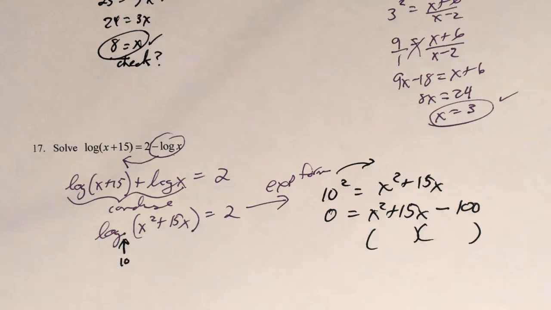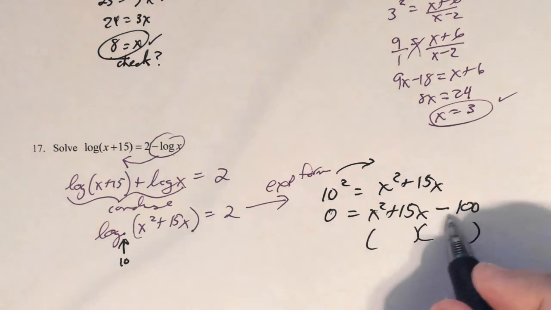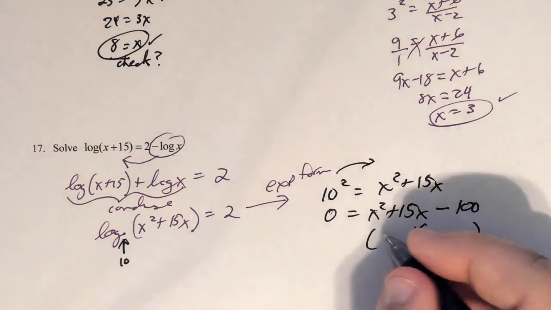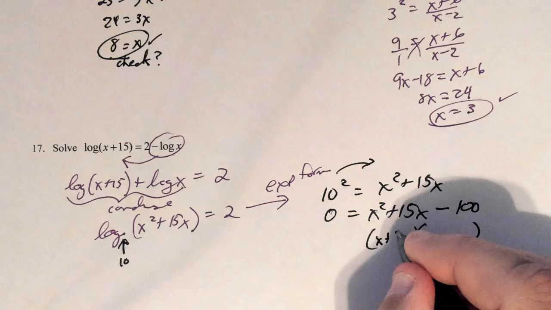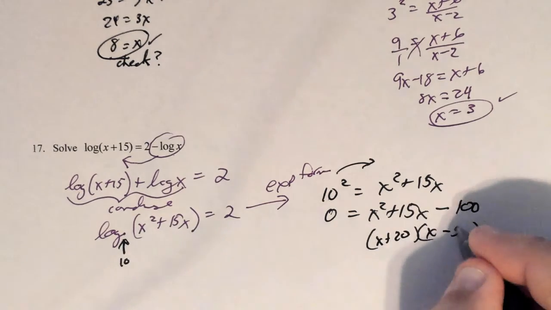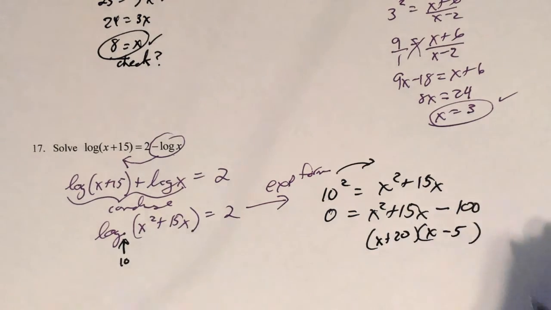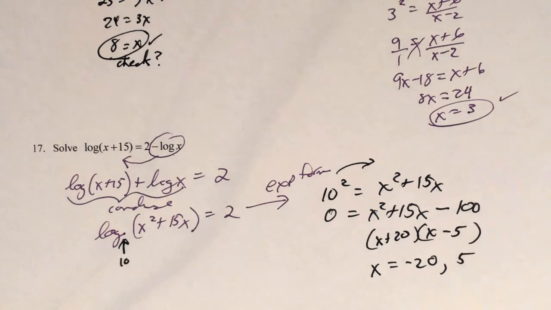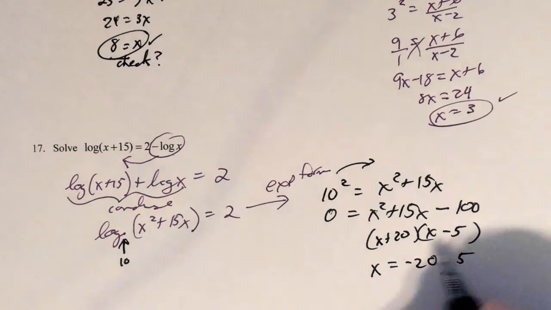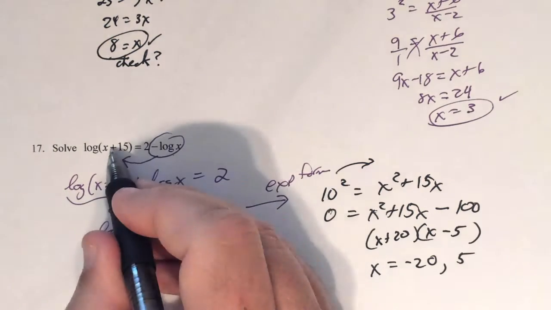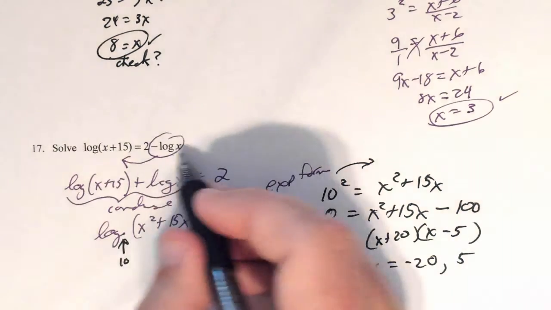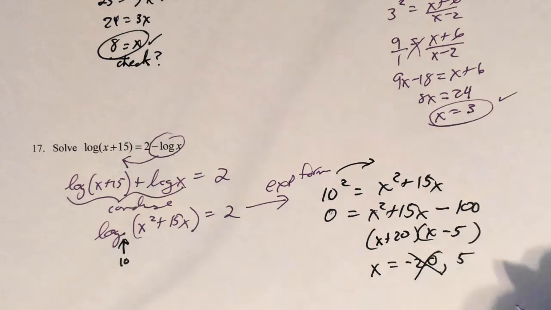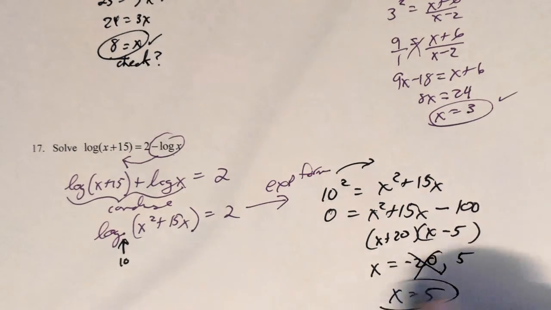And then I can factor it. So, as I factor this, what's going to multiply to get to negative 100 and add up to 15? 20 and negative 5. And I'm going to get x is equal to negative 20, and x is equal to 5. Plug them in. Does either one of them give me a negative with the log? Well, that one sure does. That definitely does. Negative goes away. x is equal to 5 is the only one that works.